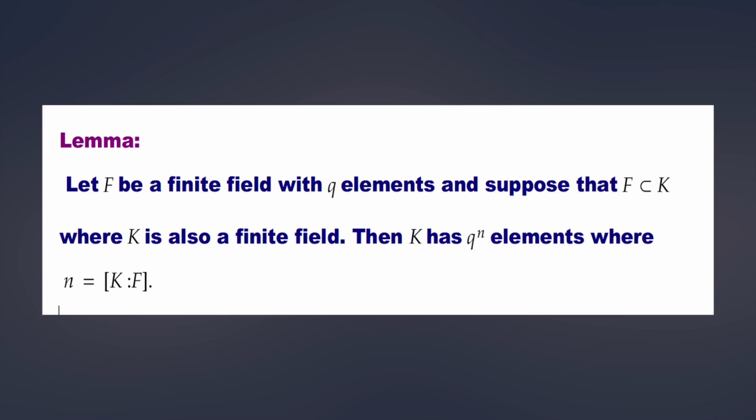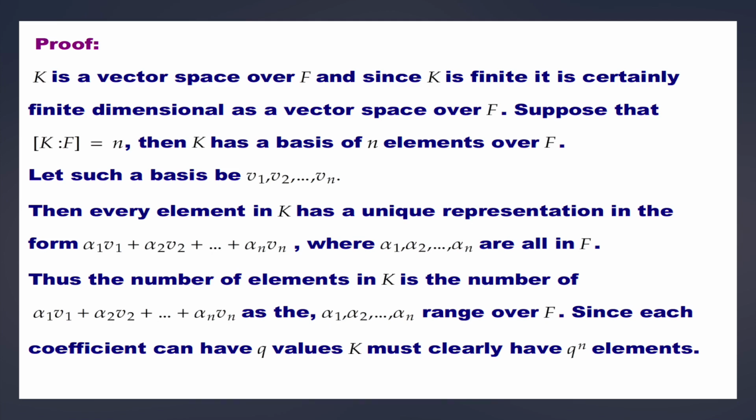Let's see a lemma. Lemma: let F be a finite field with q elements and let us suppose that F is a subset of K, where K is also a finite field. Then K has q to the power n elements, where n equals the dimension of K over F. Let's see the proof. K is a vector space over F, and since K is finite, it is certainly finite dimensional as a vector space over F. Suppose that the dimension of K over F is equal to n. Then K has a basis of n elements over F. Let such a basis be v1, v2, and so on up to vn.